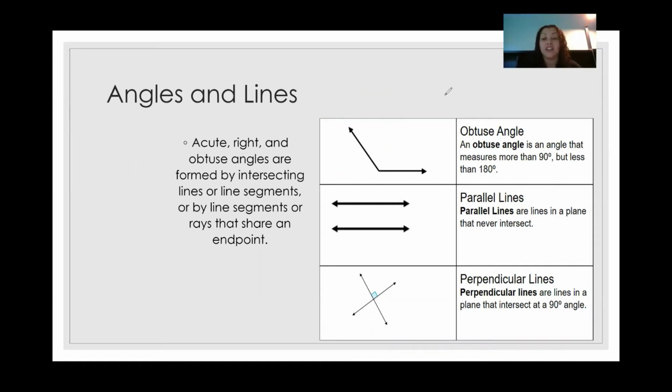So parallel lines. Parallel lines are lines in a plane that never intersect. So if you think about a train track, if you see these two lines right here, they do not intersect. They fall parallel to one another. Perpendicular lines, like I said in the previous slide, meet at a point. So they do intersect. So again, right here, perpendicular lines, they intersect at a 90-degree angle.